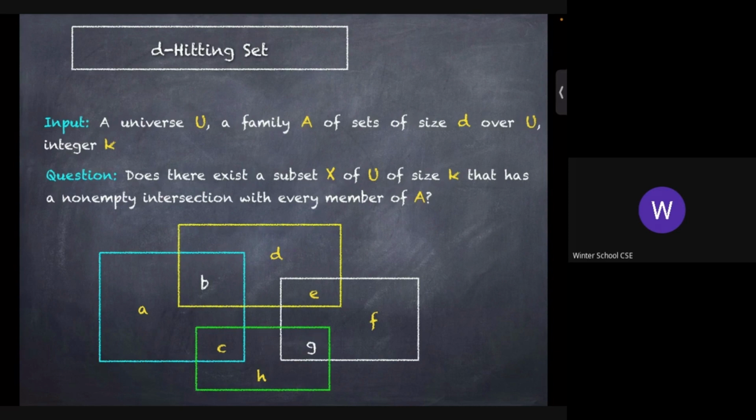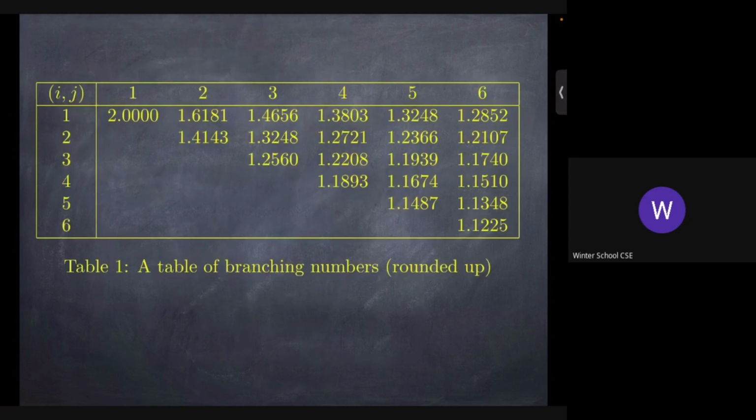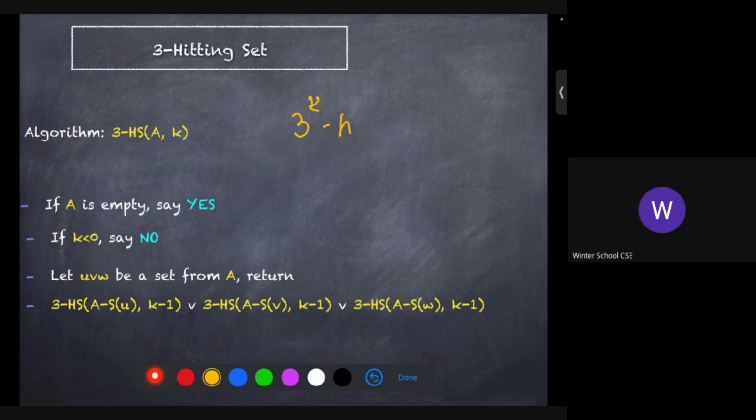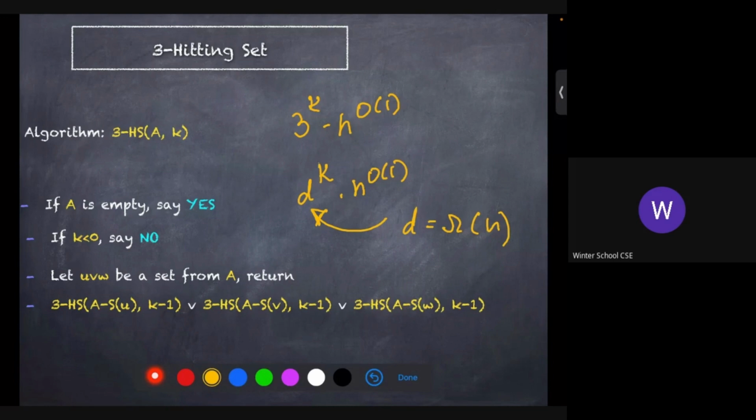That's a very good question. Let me repeat the question. It says, okay, I'm doing this for 3-Hitting Set, and for 3-Hitting Set I have running time 3 to the k times n to the O(1). But for d-Hitting Set, the running time will be d to the k times n to the O(1). And because d could be of order n, this is not an FPT algorithm, right?